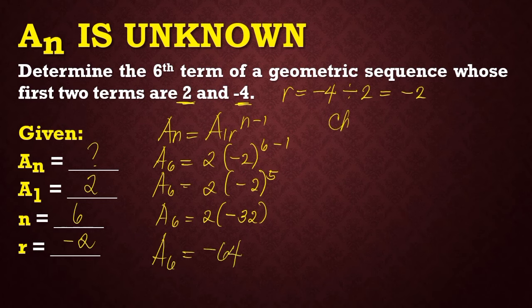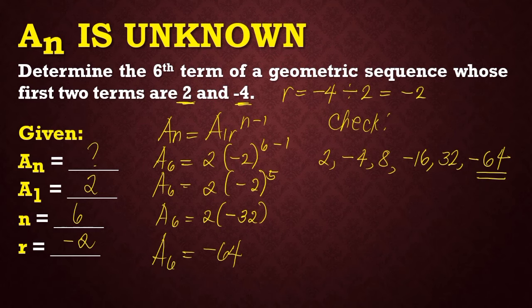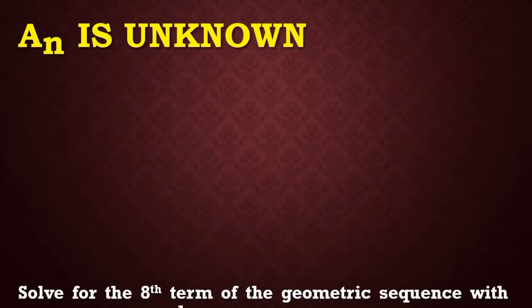So, to check, our first term is 2. And then second term, negative 4. So, we multiply negative 2 to negative 4, it will become 8. And then another negative 2, negative 16. Another negative 2, positive 32. Finally, another negative 2, negative 64. As you can see, negative 64 is the sixth term of the given geometric sequence. So let's have the next problem.